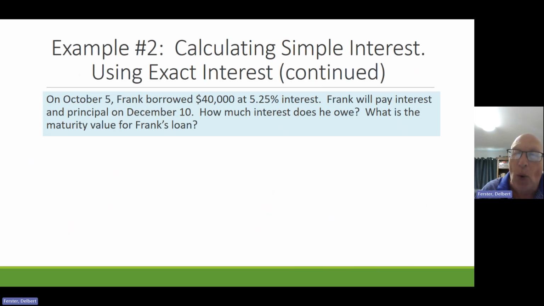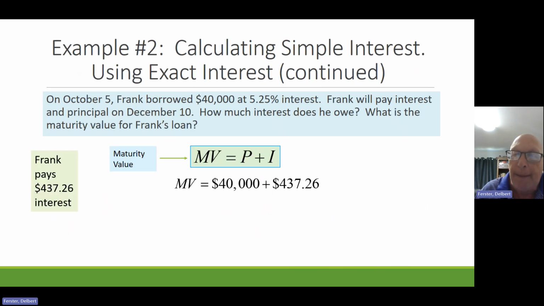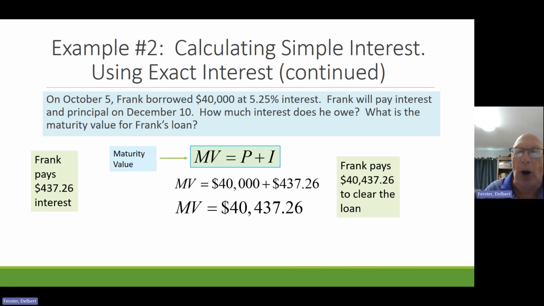To pay it back, to wipe out the loan, the maturity value, again, just as before, is how much he borrowed in addition to his interest charge. So to clear the loan, it will take $40,437.26. Problem 2, up and done and in the book.